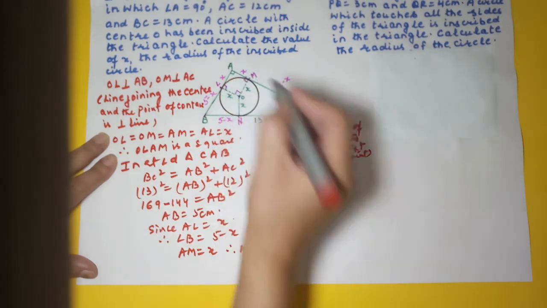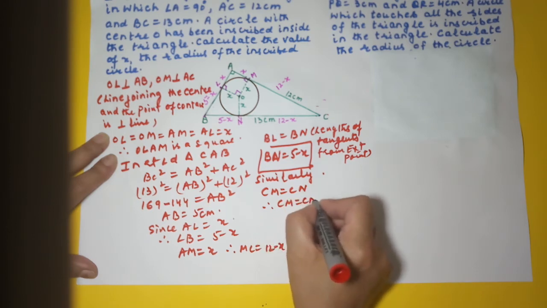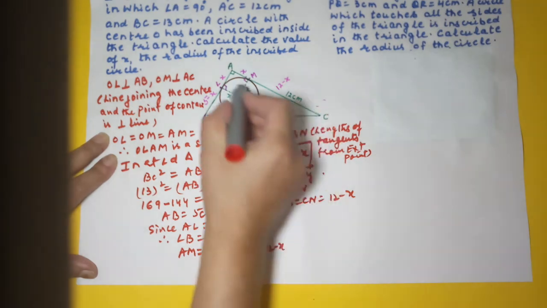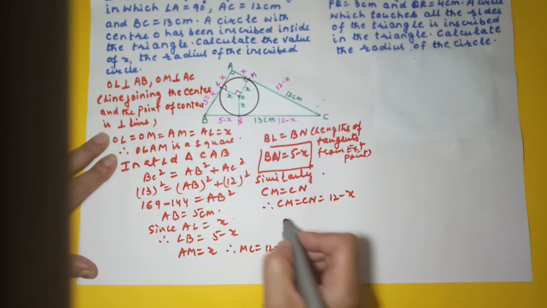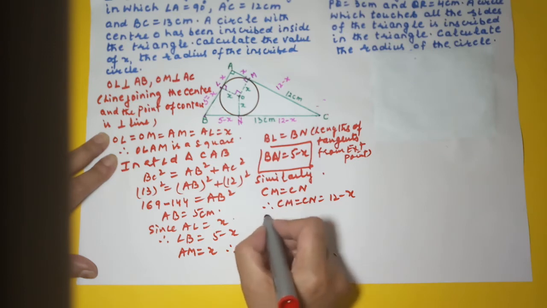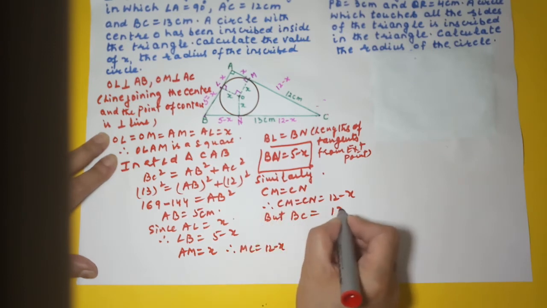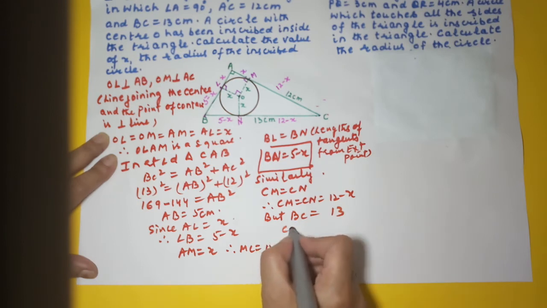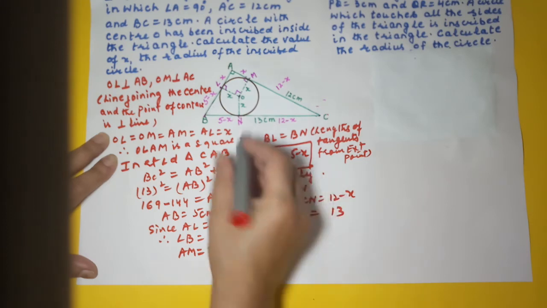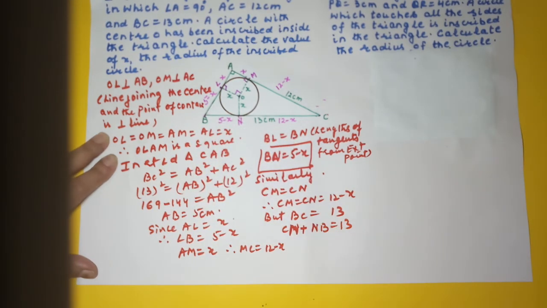Therefore, since CM is 12 minus X, CM is equal to CN is equal to 12 minus X, right? So we have written CM equal to 12 minus X, but you know that BC is equal to 30. BC is equal to CN plus NB equal to 30.